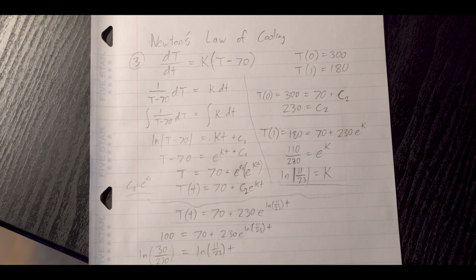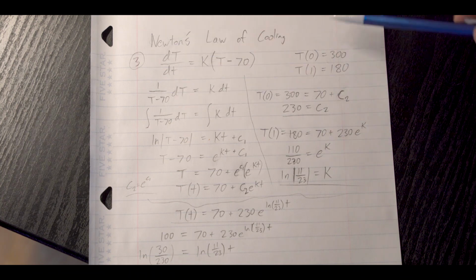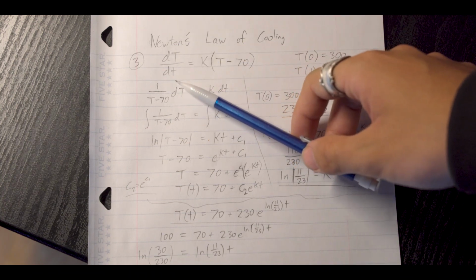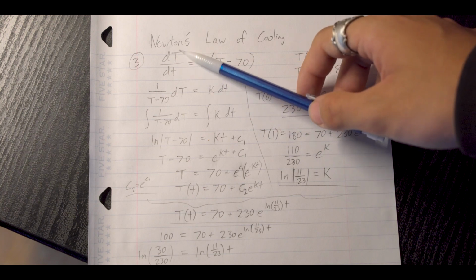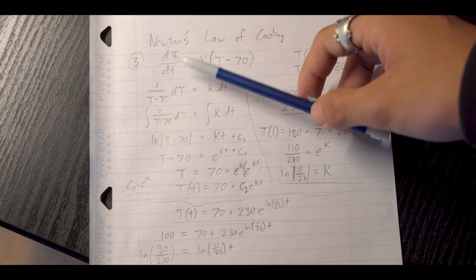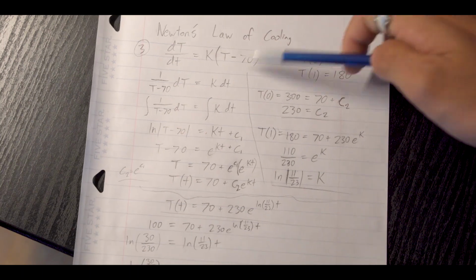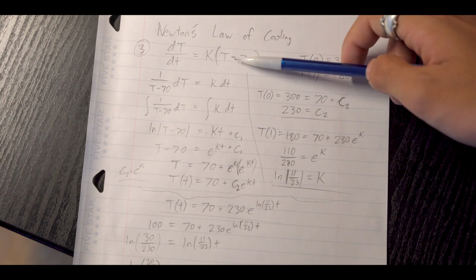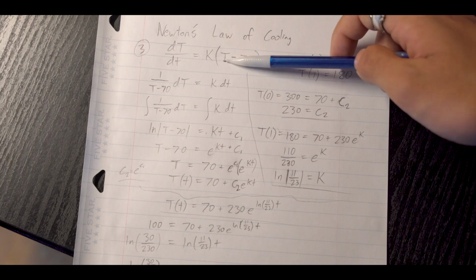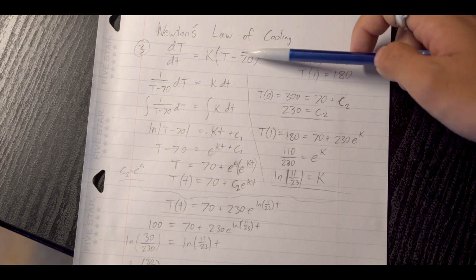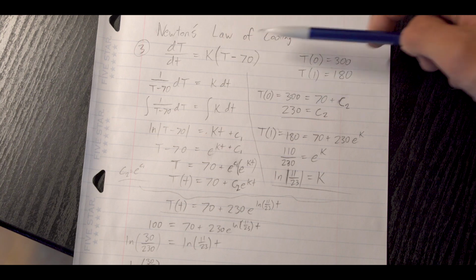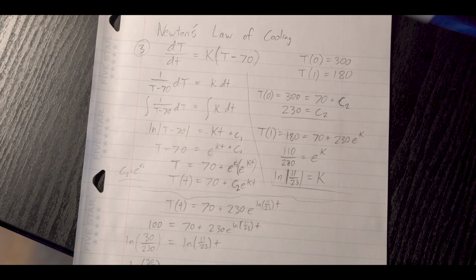Okay, and here is how you solve the problem. You'll use Newton's law of cooling formula, which is this. Big T represents the temperature in Fahrenheit, and little t represents the time. K is a constant, T, or big T, is the temperature, and 70 represents the ambient temperature of the room.